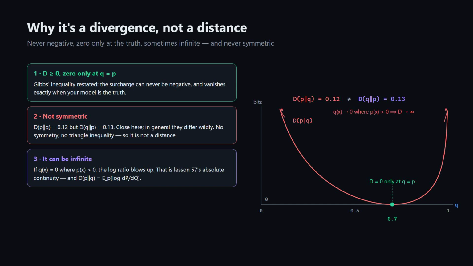Third, it can be infinite. If Q assigns 0 probability to an outcome that P actually produces, the log ratio blows up and D is infinite. That is precisely the absolute continuity condition from lesson 57, and in that language, D of P from Q is the expectation under P of the log Radon-Nikodym derivative.